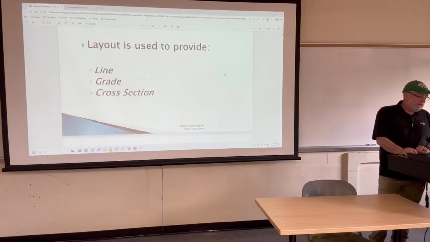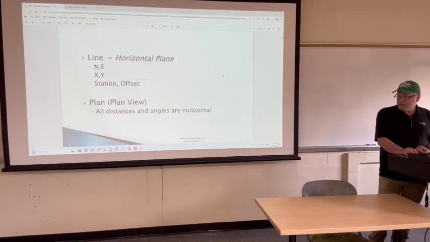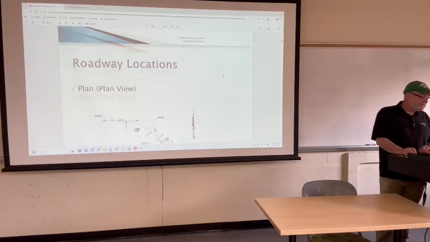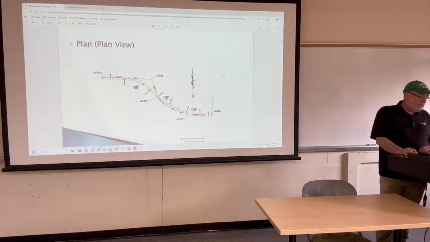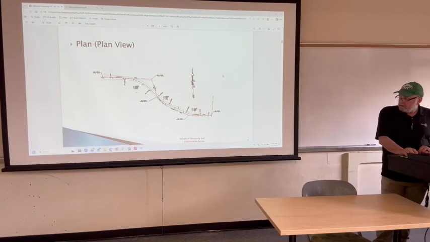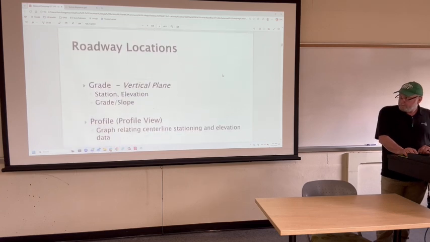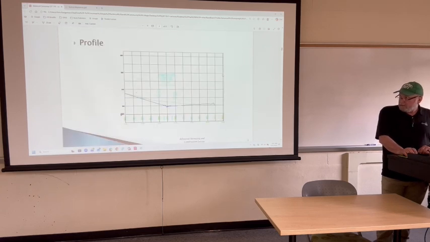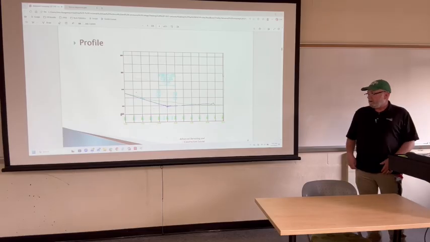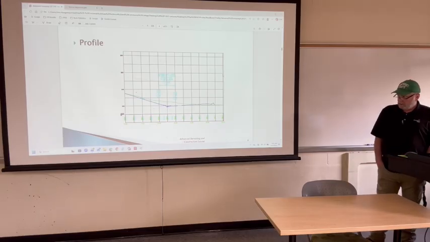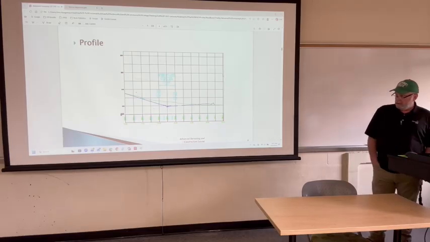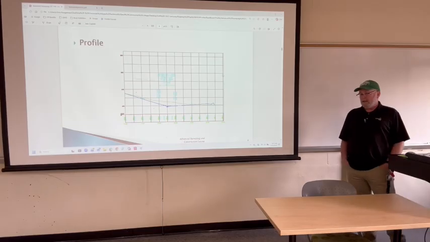We talked about layouts used to provide line, grade, horizontal, and vertical locations of proposed roadways and or structures. Quick plan view of a roadway. This would be as if you were, like say, in an airplane looking straight down. This is all horizontal information. We talk about the vertical portion, which is the profile. This would be as if you took the center line of that roadway, cut down it, and flipped it up on its side, and you're looking more at an elevation standpoint.